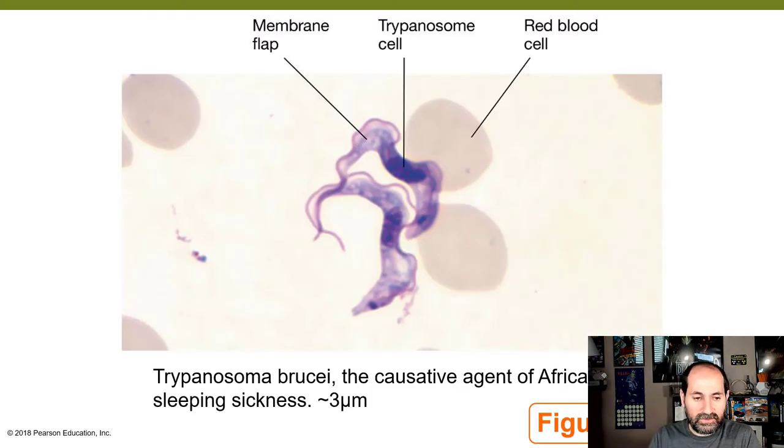The Trypanosoma look like this. They've got these whip-like structures. They've got flagella. And they can exist in the blood. So you can see this is a red blood cell. That's a red blood cell. So Trypanosoma are oftentimes found in the blood. This is true for Trypanosoma brucei, as well as Trypanosoma cruzi.